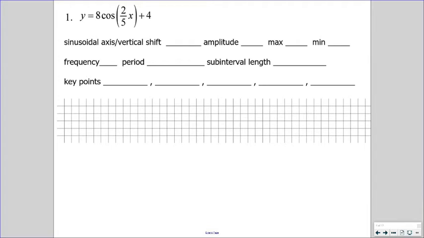So the sinusoidal axis, that vertical shift, remember it's the equation. We're going to graph that. That's the movement up and down. So y is equal to 4 becomes our sinusoidal axis. The amplitude is the number sitting in front of cosine. In this case, it's 8. Our max is going to be 4 plus 8, which is 12. And our min is going to be 4 minus 8 to give us -4.